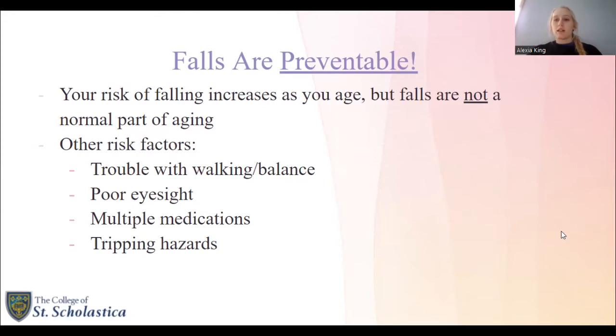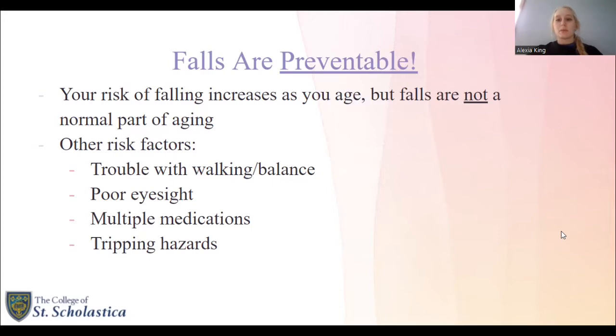Next, we've got poor eyesight. So when you have trouble seeing, it's going to make it harder to see where you're going. So if you wear glasses or contacts, make sure you're wearing those and that you can see. You could keep the lights on to make sure you can see your path and where you're headed.